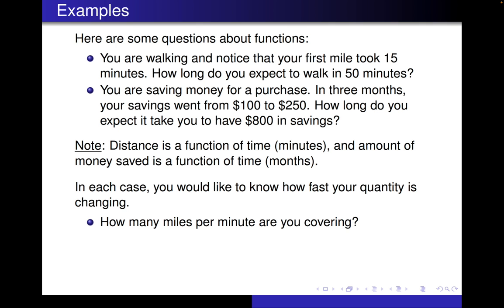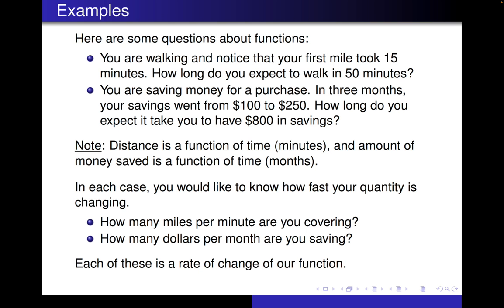What I mean by how fast your quantity is changing is, in the first one, how many miles per minute are you covering? And then how many dollars per month are you saving in the second problem? Each of these is what's called a rate of change of our function.